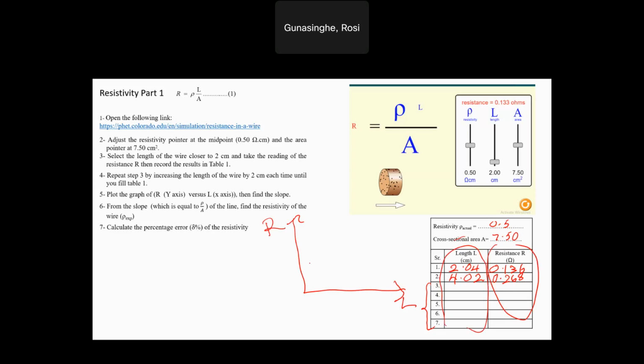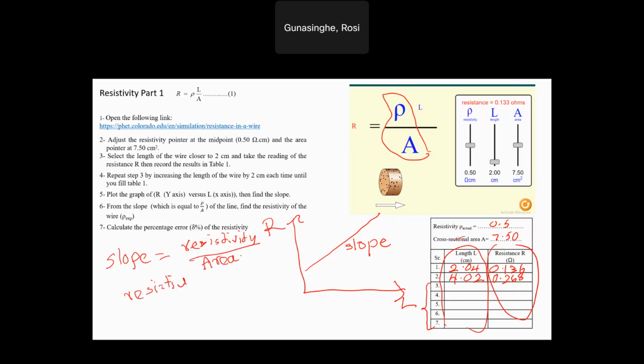Then you should be able to fit a linear graph and get the slope of the graph. You need the equation of the line. You can see that the slope of the graph from our equation is going to be resistivity divided by area. Therefore, we can calculate the resistivity from the graph if we know the slope.